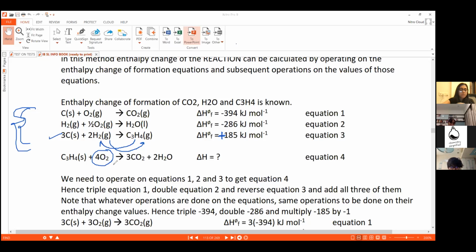So remember, whenever any substance in the target equation is appearing in more than one equation, ignore that. Just ignore that. So ignore oxygen because it's appearing in more than one equation. So I'll look at the next one. And you know that this equation I have already manipulated.